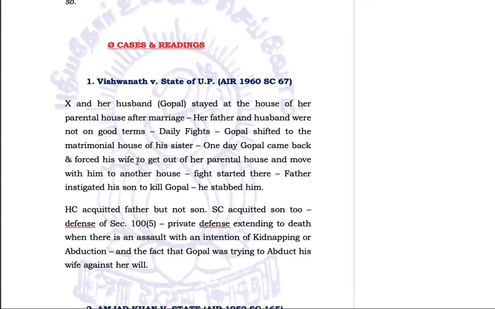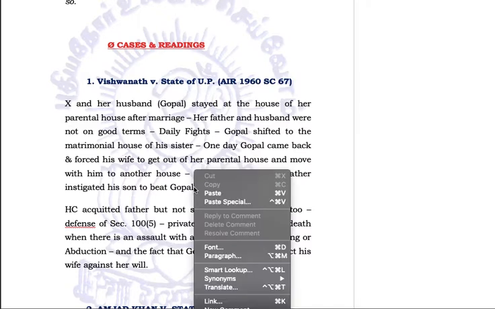One day Gopal came back and forced his wife to get out of her parental house and move with him to another house. Now one day, Gopal along with two to three people came to the house where X, his wife, was living. He dragged his wife out of the house and said, you must come with me and you must live with me. Okay, a fight started there. Now, the father said to his son, beat Gopal, not kill Gopal. Father said beat Gopal.